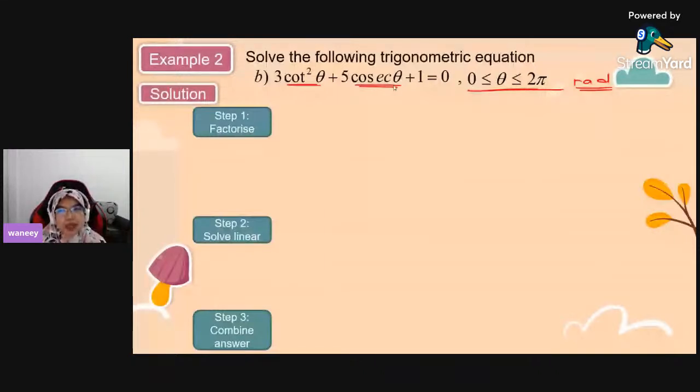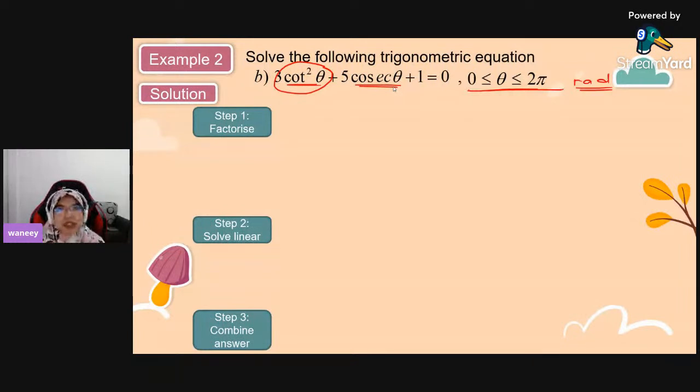Okay, so now which one do you want to change? Cotangent or cosecant? Like I told you before, if you have a square, make sure to change the square. Don't change something without the square. So the square is for the cotangent. So I'm going to change the cotangent into something with a cosecant because I have a cosecant over there. I need to modify a little bit so that I can have everything with cosecant.